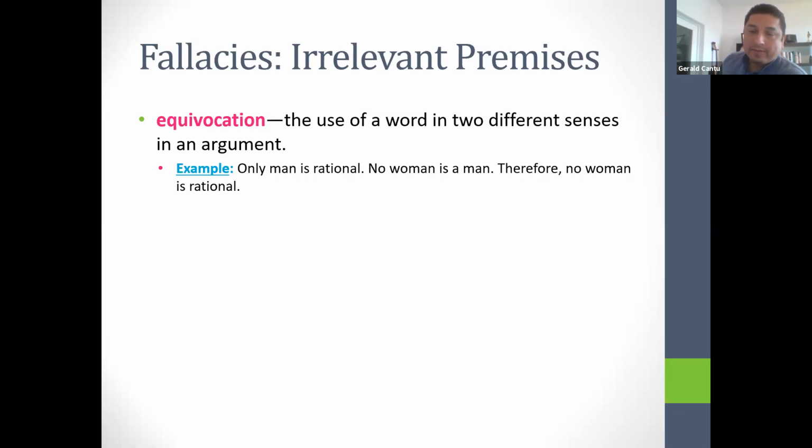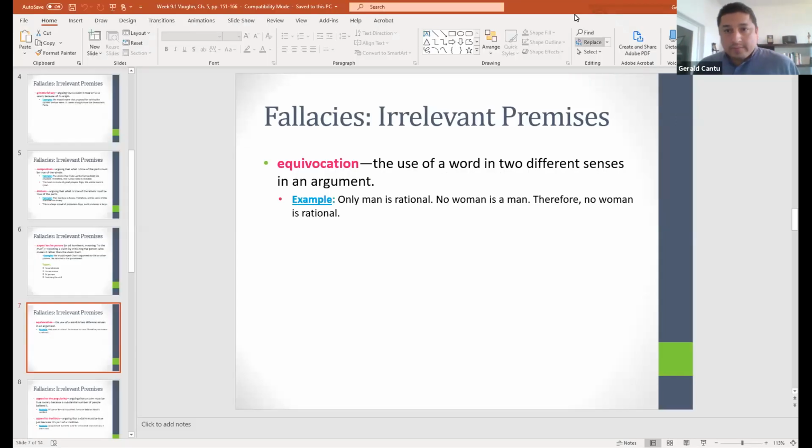It's using "man" in the male sense, in the gender or anatomical sense, right? So they're saying two different things in each of these sentences, and then the conclusion is dependent on the ambiguity. So then it goes on to say that no woman is rational. Let me see, there's a couple more examples I can give here.